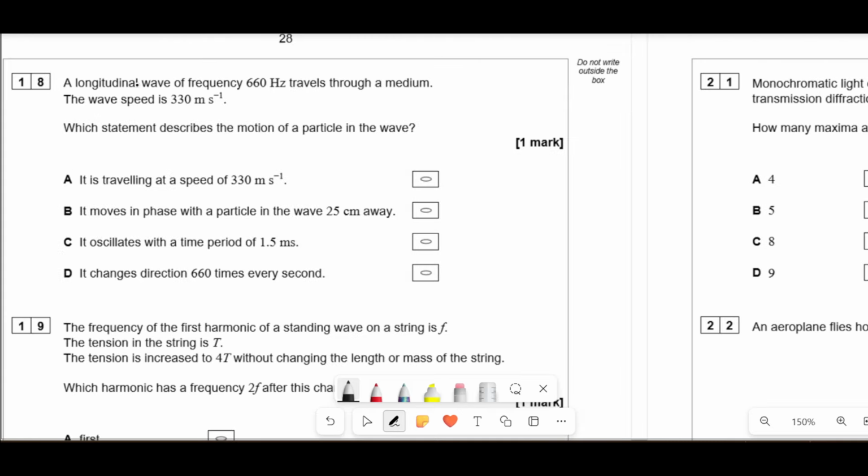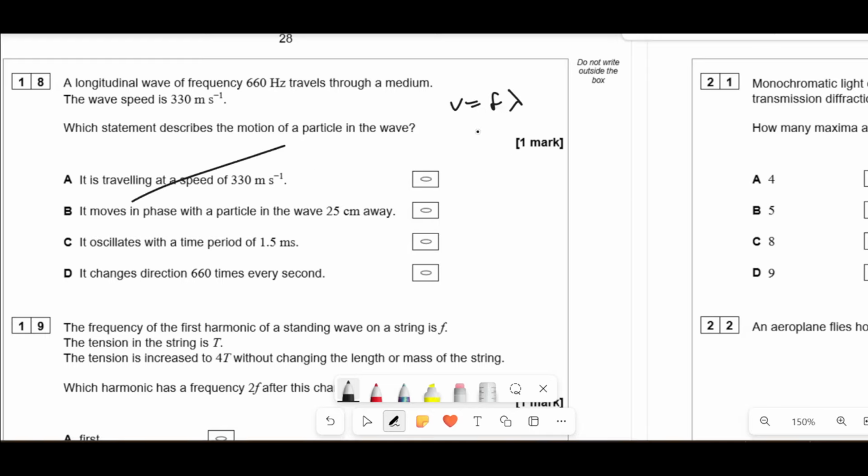So there you go. A longitudinal wave of frequency 660 hertz travels through a medium. The wave speed is that, so v equals f lambda. So wave speed is not the same as the speed of the particles in the medium. The wave speed is how quickly the waves actually travel through a medium, the disturbances. The particle speed is just how quickly a particle moves about its equilibrium position. So a particle's going to move like that. They don't necessarily have to be the same.